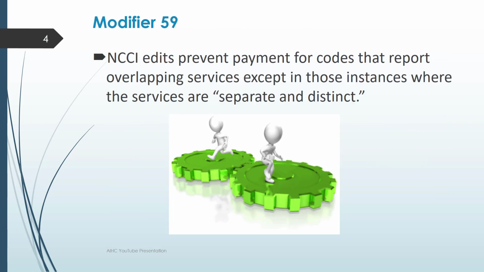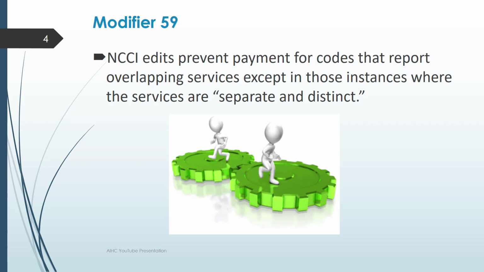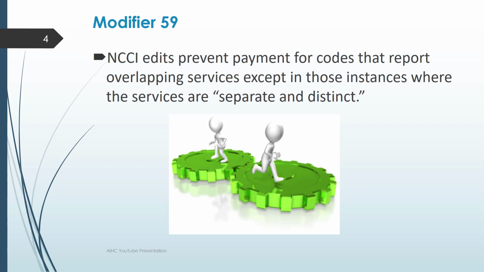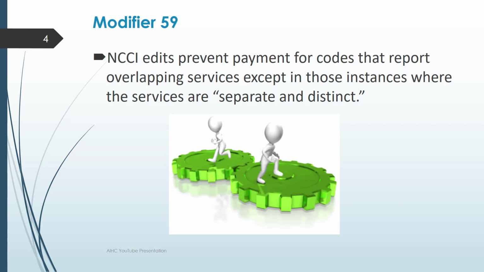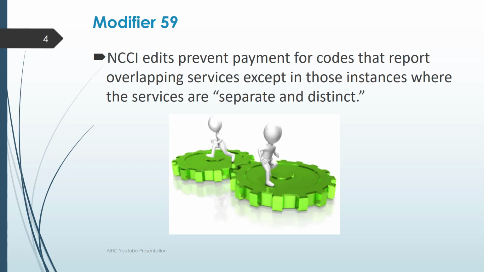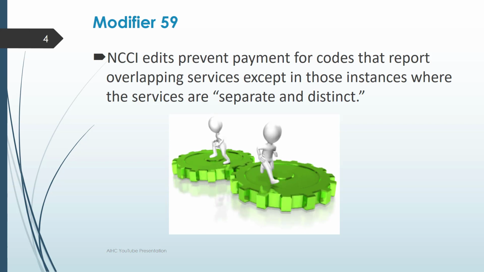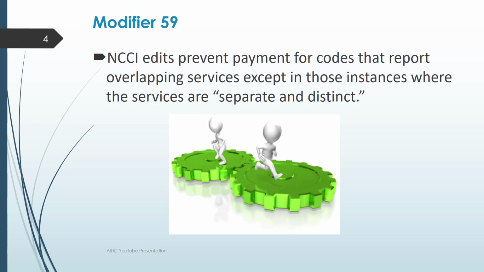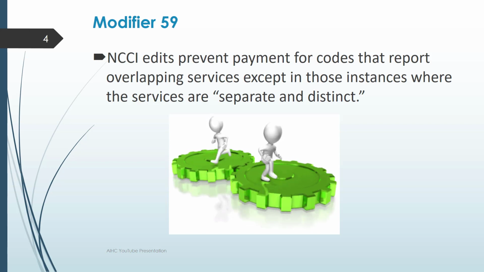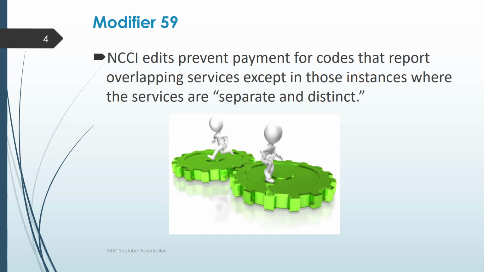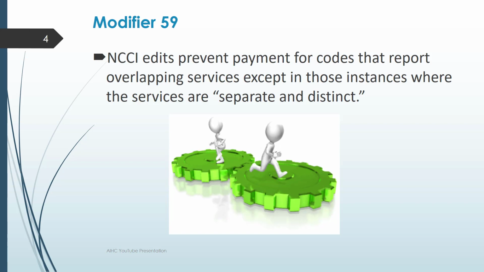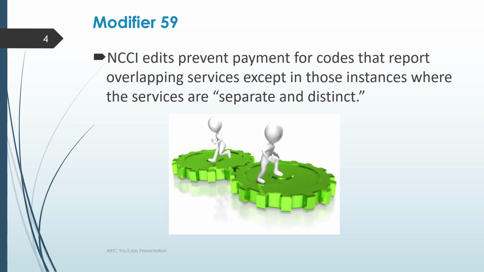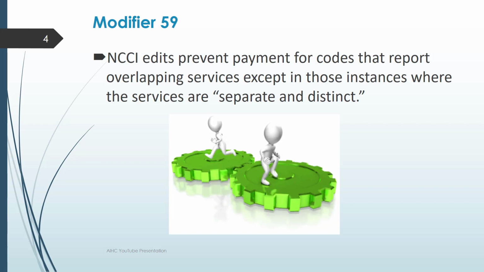One function of the NCCI PTP edits is to prevent payment of codes that report overlapping services except in those instances where the services are separate and distinct. Modifier 59 has been flagged by Medicare and other payers as commonly used incorrectly and used just to bypass the edits to get paid when payment may not be appropriate.